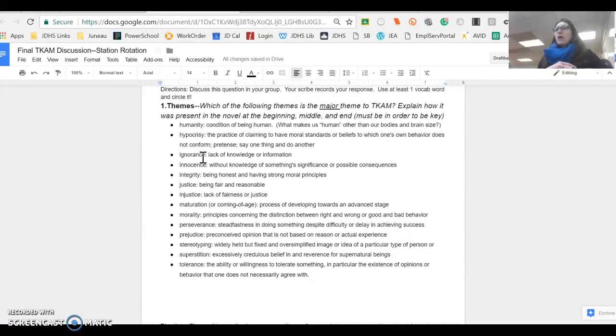There's a list on the back wall of themes. Which theme does your group think was the most important theme in To Kill a Mockingbird, and explain how it was present in the beginning and middle and end, and give evidence of what happened in the novel to be representative of the theme. So press pause and discuss amongst your group, please.